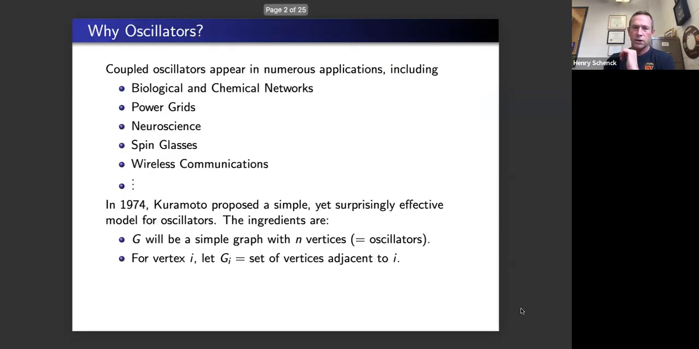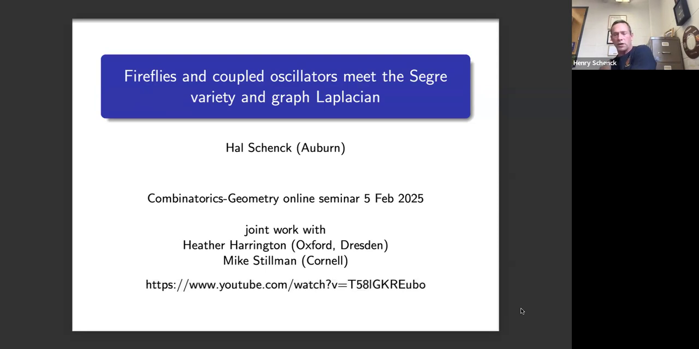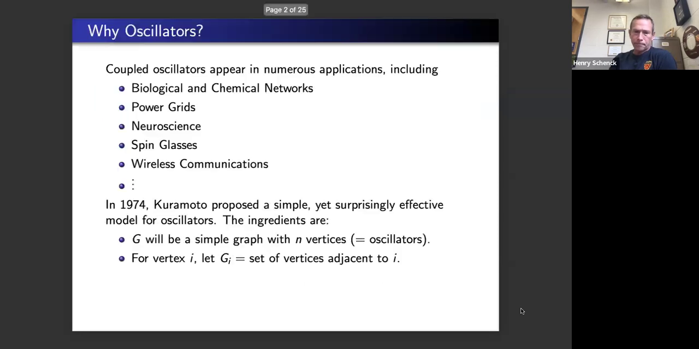So what's the point of this? I should have said at the beginning, this is joint work with Heather Harrington, who's a dynamical systems and applied math person, and Mike Stillman at Cornell. So why are we interested in oscillators despite the failure of my technology there? That shouldn't turn you off because they appear all over the place in applied mathematics. There's a list of them here on the screen: biological and chemical networks, power grids, neuroscience, wireless communications, and many other applications. Part of the connection here is that Heather does a lot of work in neuroscience, and so these oscillatory systems are of interest there.